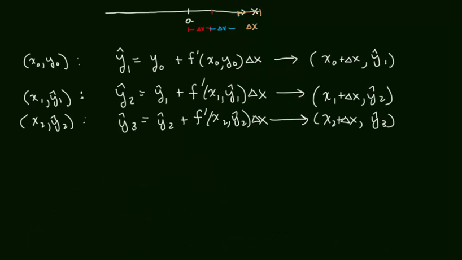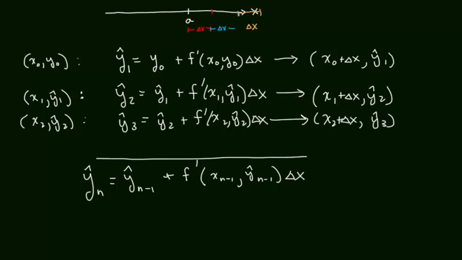We will now summarize by saying y hat n will equal y hat n minus 1 plus f prime at x n minus 1 comma y hat n minus 1 change in x. Euler's method is iterations of the linear approximations.